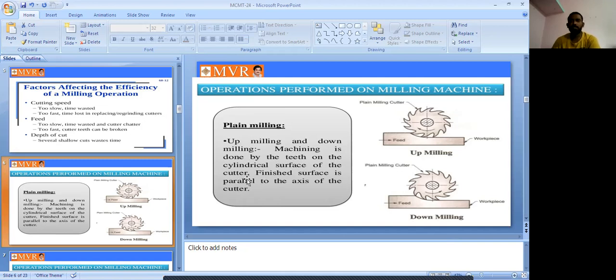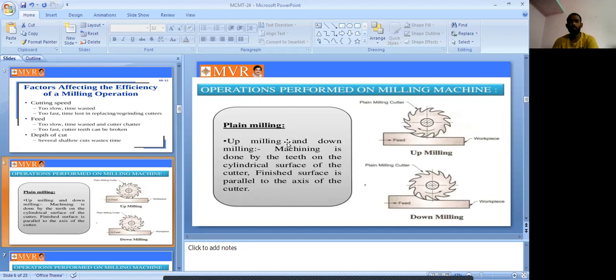The machining is done by the teeth. Machining is done by what? By the teeth. The machining is done by the teeth on the cylindrical surfaces of the cutter. The finished surface is parallel to the axis of the cutter. So that is one of the main important points for the milling machine.